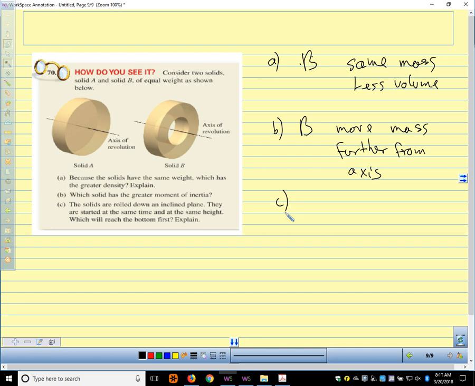And C, the solids are rolled down an inclined plane. They start at the same time and at the same height. Which one is going to get to the bottom first? A, because it has a lower moment of inertia. Remember, the inertia is the tendency of a quantity to resist rotation. All right, questions there?